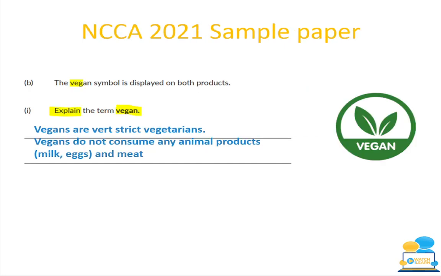Here is the NCCA 2021 sample paper. It says here, the vegan symbol is displayed on both products. Explain the term vegan. I would highlight explain, which means I'm going to need to write a full sentence and a lot of information. And vegan is the other thing I'm going to highlight. If I look over to the right, I see that there is a circle with vegan in it and two little leaves. So I would say that vegans are very strict vegetarians. Vegans do not consume or eat any animal products such as milk, eggs, and meat.